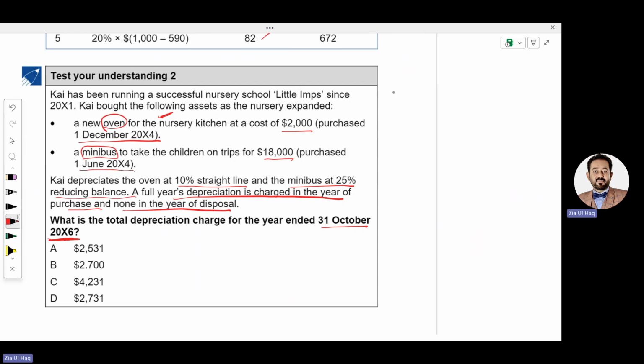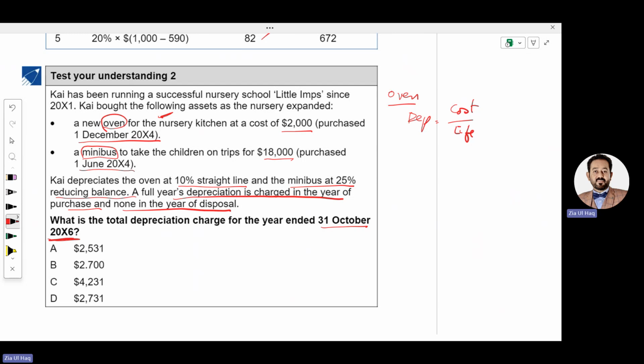So for the oven, is there any residual value? No. So depreciation will be cost over life. Sometimes instead of life, they set a percentage. 10% means 10 years life. 20% means 5 years life.